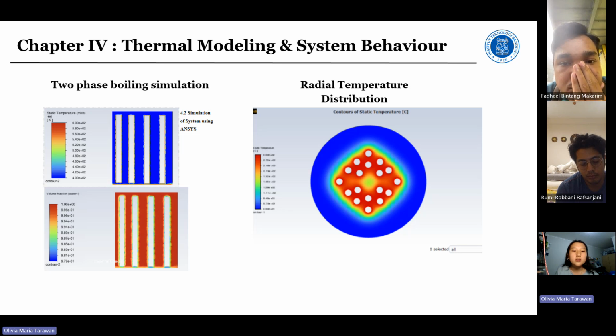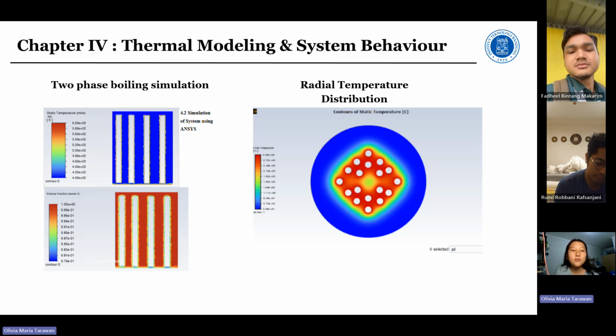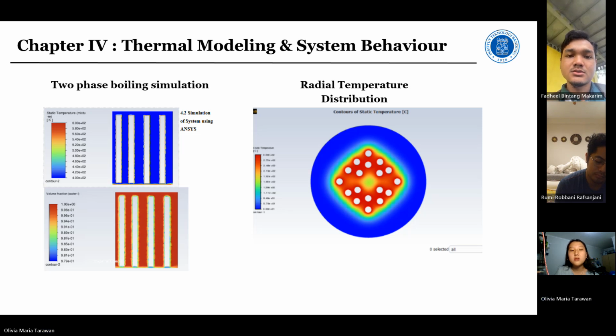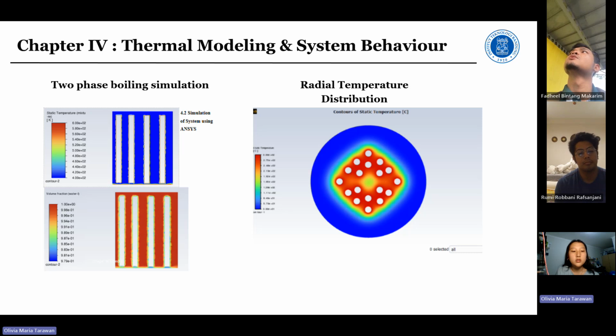However, the real simulation cannot be shown here due to limited computational resources on our laptop. Therefore, for the simulation, we only snapped some photos of it. And then the next one.